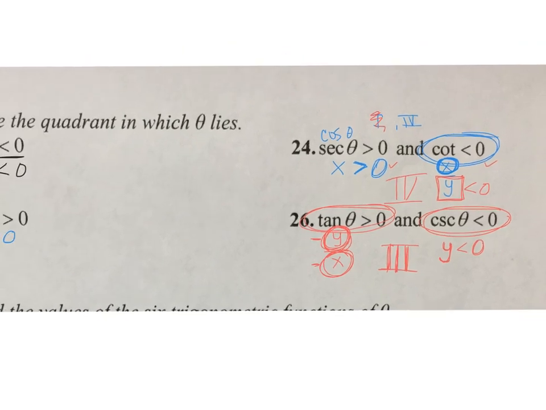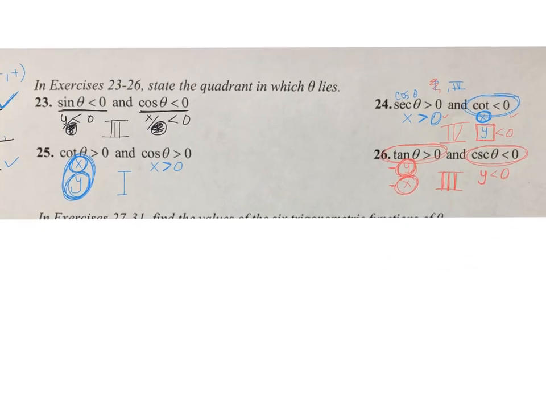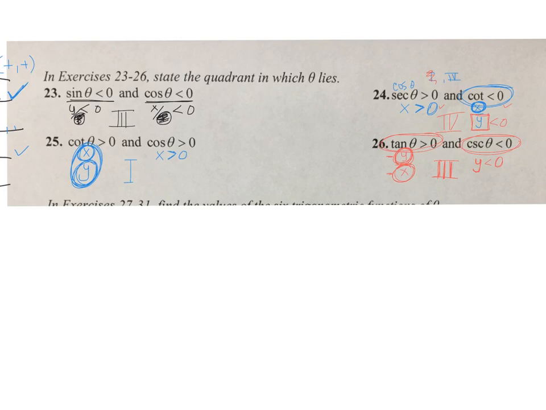Okay, so when we're trying to decipher what quadrant we're looking at, think about the x and the y's that go with each of them to determine which one is positive and where.